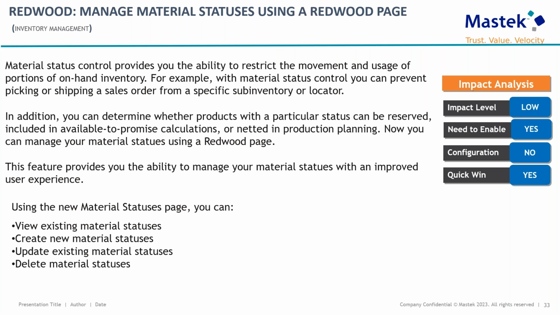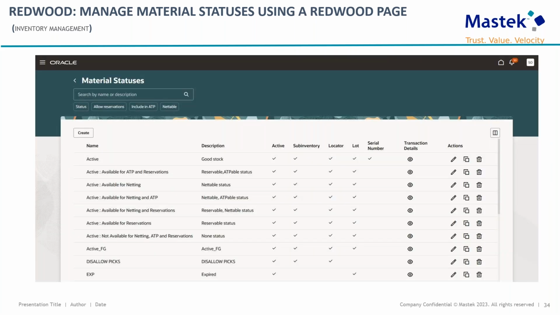What else you can do here is view existing material statuses. You can create new material statuses. You can edit or delete the existing material statuses, or you can duplicate a status to quickly create a similar one. Right? You can see allowed or blocked transactions. You can access this feature from the setup and maintenance area very quickly. This makes it easier to control inventory usage and ensure only the right items are used in the right way.